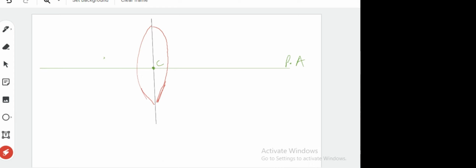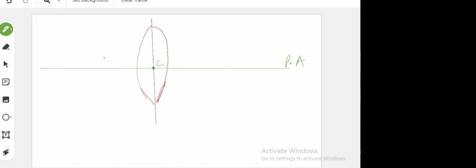One more time. This line is the principal axis, like the reference basic axis of the lens, and it is perpendicular to the vertical plane of the lens. This position, of course, is the geometrical center of the lens. So the angle between the principal axis and the vertical plane of the lens is 90 degrees. That's why they are perpendicular. Of course, they all meet at the geometrical center, right? Beautiful.